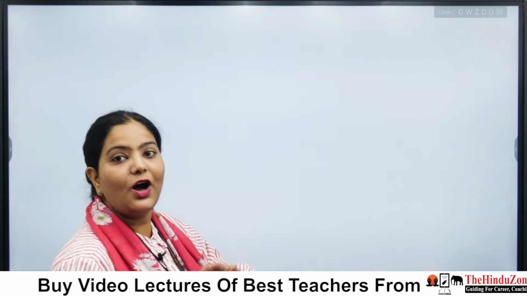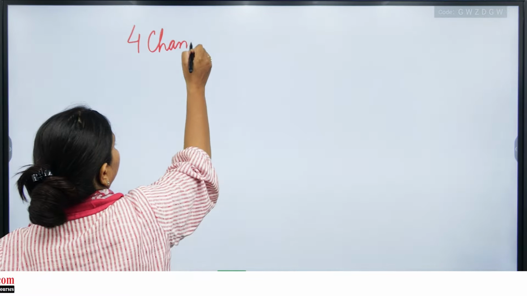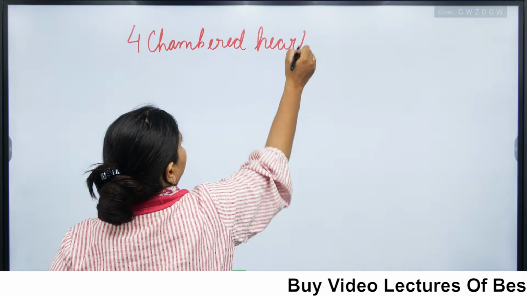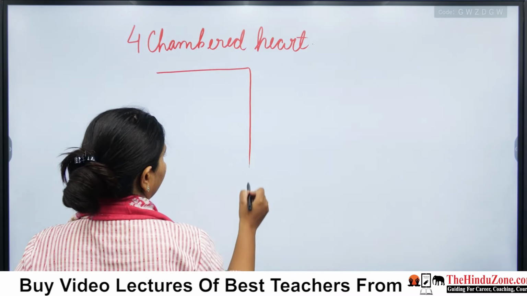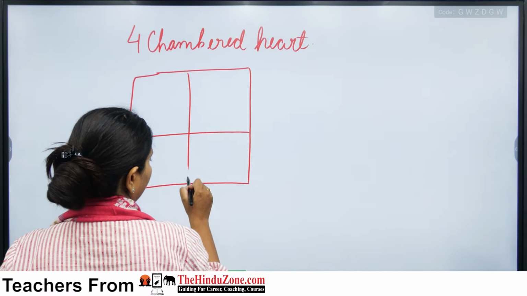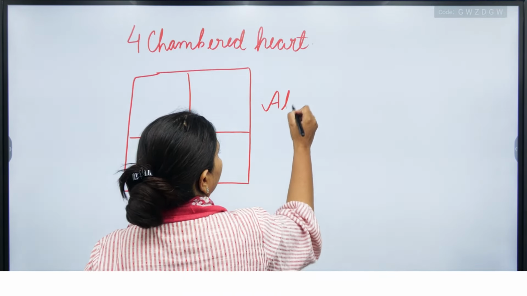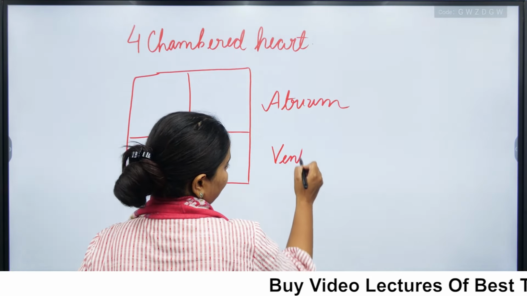Right. So how many chambered is the human heart? Obviously, we all know it is 4-chambered. So we have got a 4-chambered heart. Right. Now let's see these 4 chambers. Always remember that upper side is for atrium and lower side is for ventricles.